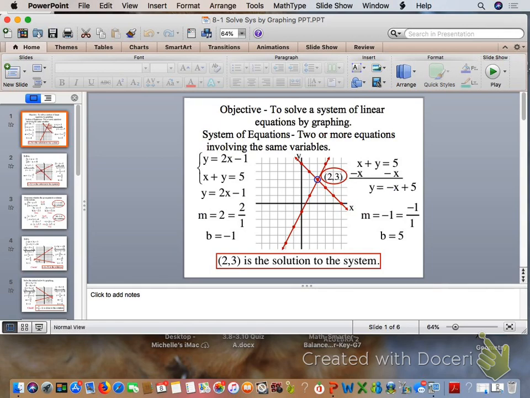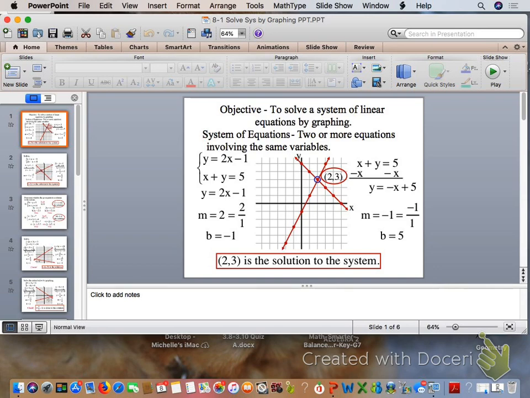Does that make sense? Okay, so today, what was the purpose of the lesson? Solve a system of equations by graphing. Okay, what is the solution to a system? Gracie, go. The solution is the point of intersection.